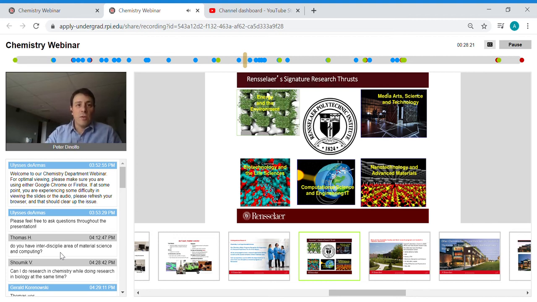Biotechnology and life science is another real core research thrust of the university. We have a big component in computational science and engineering, and in particular, artificial intelligence is becoming more and more important here at Rensselaer. Nanomaterials and advanced materials is another big major research thrust. And finally, media, arts, science, and technology. We have this unique aspect here at RPI where we're trying to merge both the scientific aspects with art and media, and trying to see how does art impact science and science impact art. So, all right, next slide.